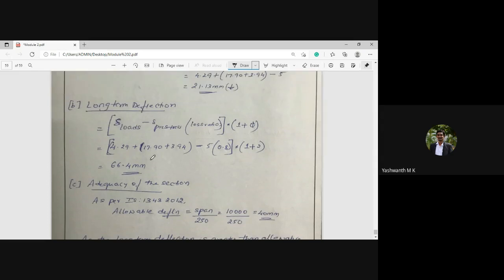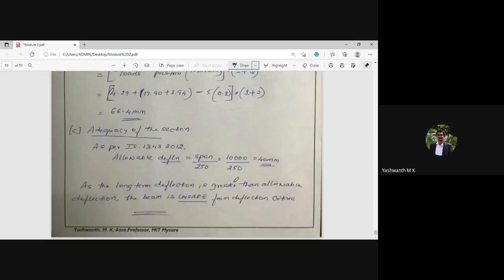So the long-term deflection that has been calculated is 66.4 millimeter, but the permissible deflection is how much? 40 mm. So as the long-term deflection is greater than the allowable deflection, the beam is unsafe from the deflection criteria. The beam is unsafe.